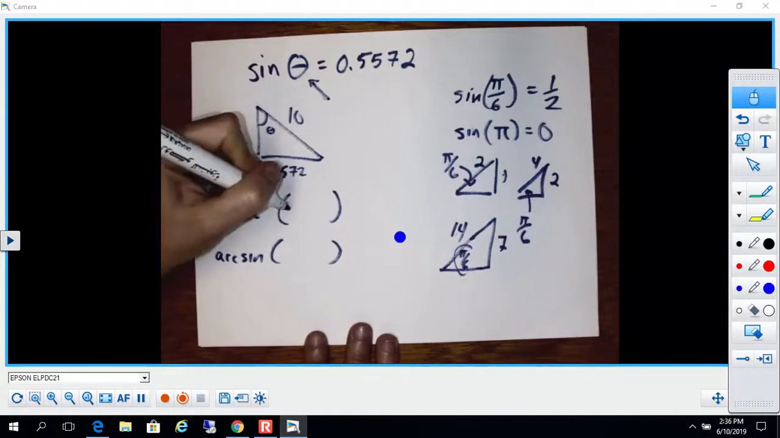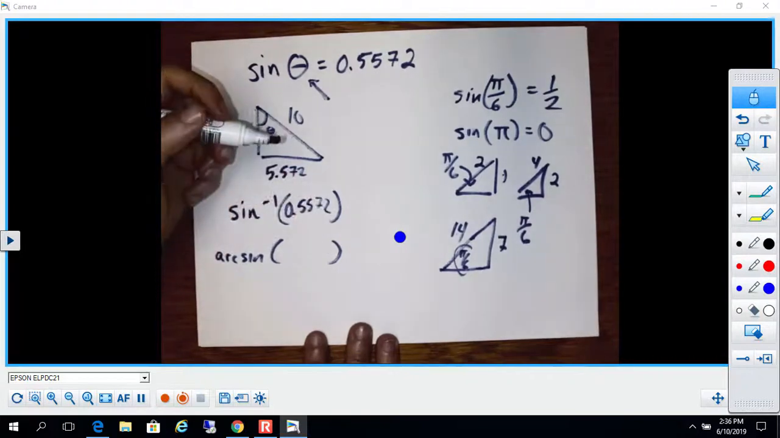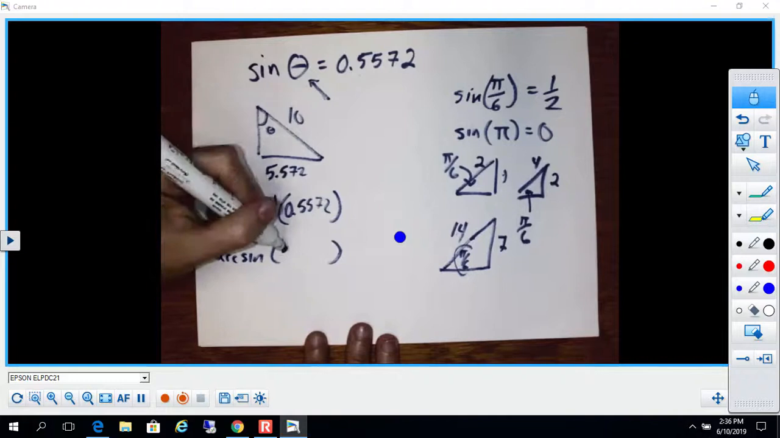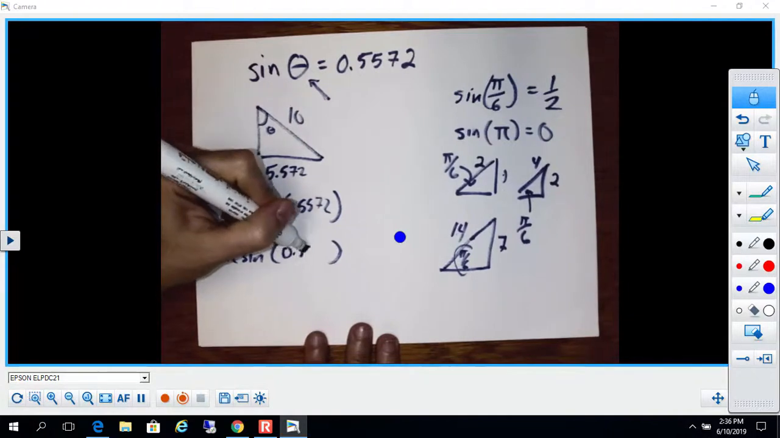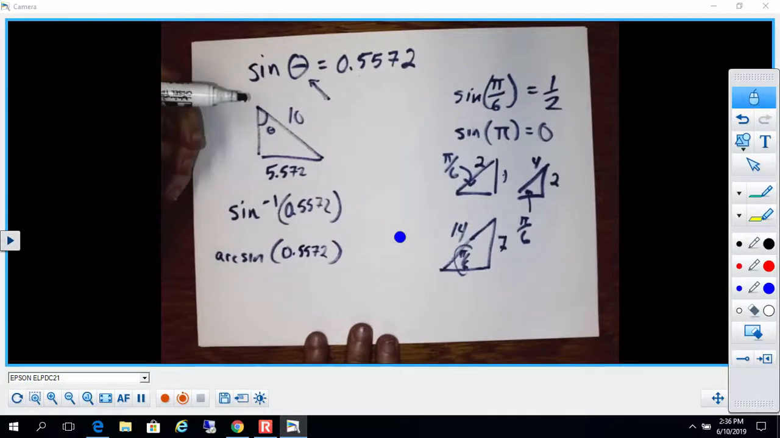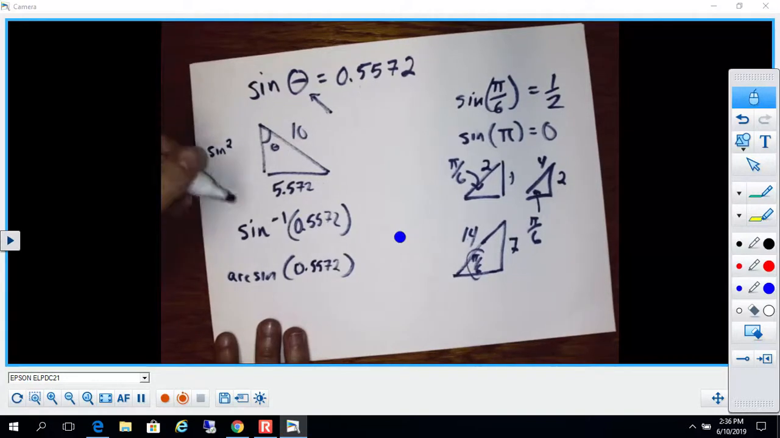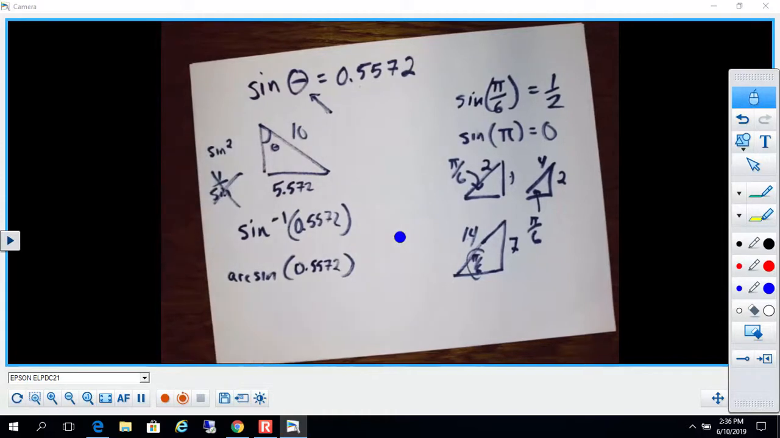And here the opposite over the hypotenuse is 0.5572. Right? So either way, if my calculator has arc sine or it has sine to the -1, which just means inverse sine. It's not 1 over sine also. This is why I specifically said I don't like this sine squared type of convention, because it makes it look like the inverse sine is 1 over sine, and it's not that. It's just a function that does the opposite of what sine does.